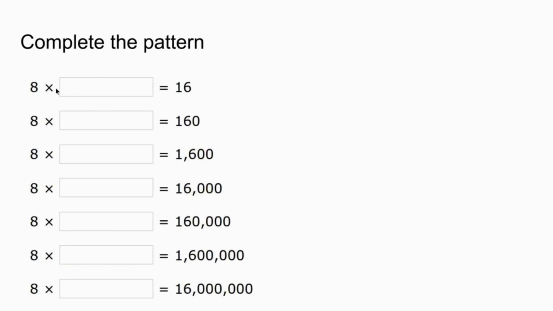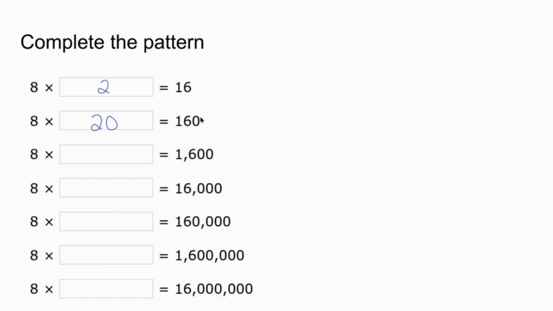So let's start out with the top. 8 times what is 16? 8 times 2 is 16. Now the next number down is 8 times what is 160. Now the only difference between 16 and 160 is this 0 attached at the end. That means it's being multiplied by 10. So basically 8 times what times 10 is going to be 160? Well, 8 times 2 times 10. So really all you do is attach a 0.